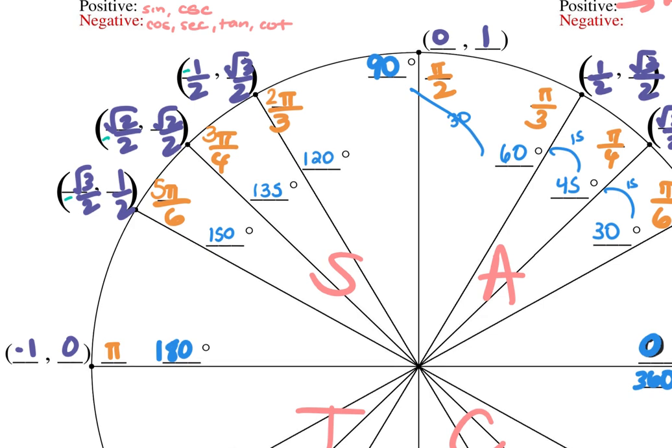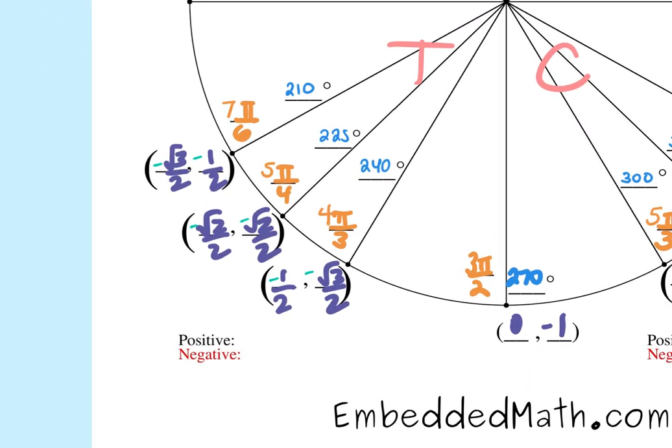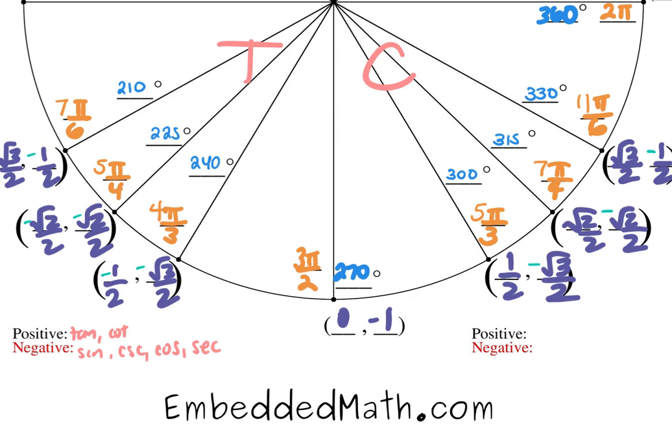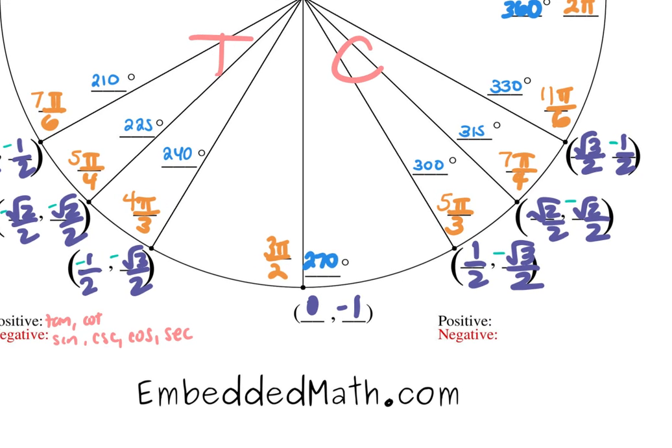In the third quadrant, T for tangent. Tan is positive and its reciprocal function cotangent. And the negative is sine, cosecant, cosine, and secant. And in the fourth quadrant, C for cosine: cosine and secant are positive. Sine, cosecant, tan, and cotangent are all negative.